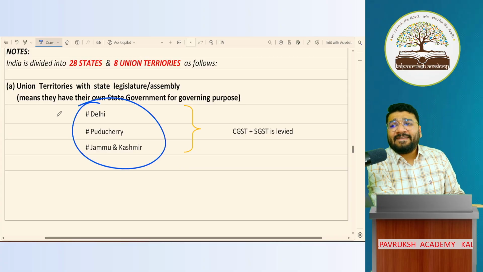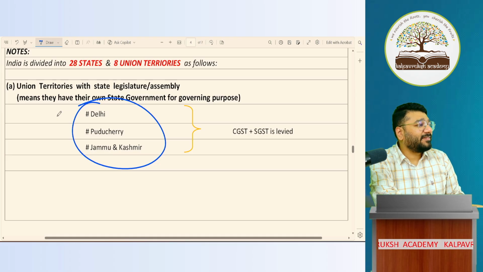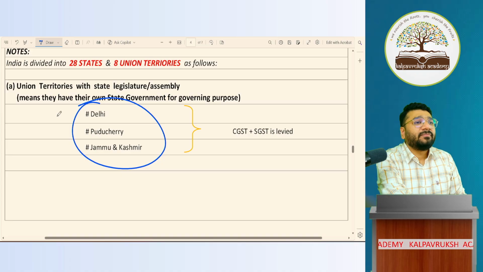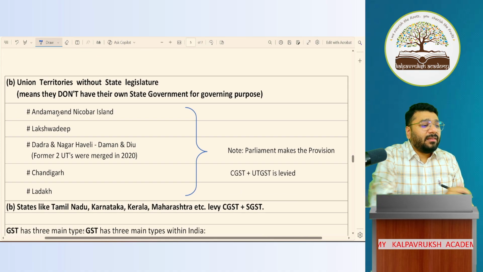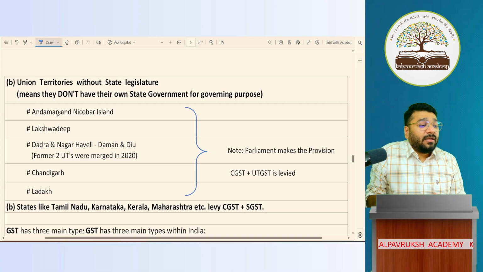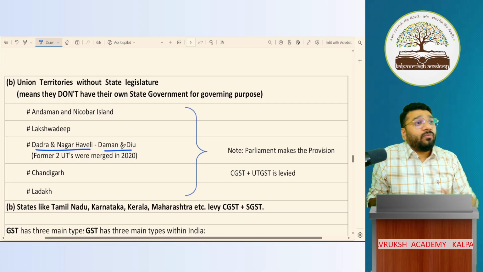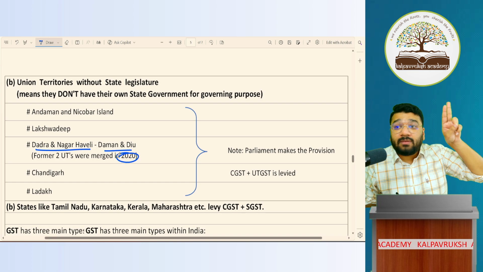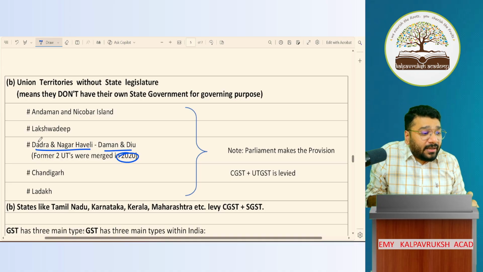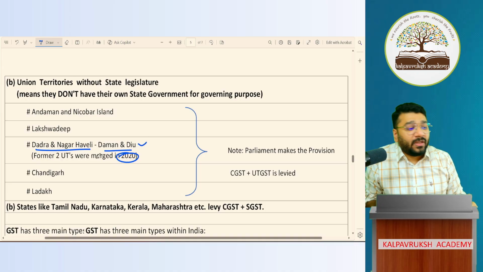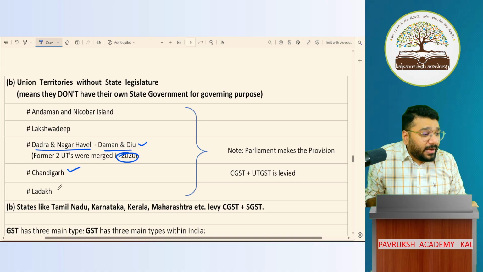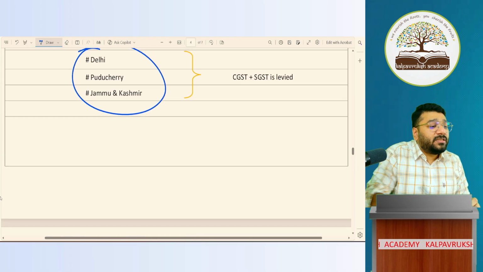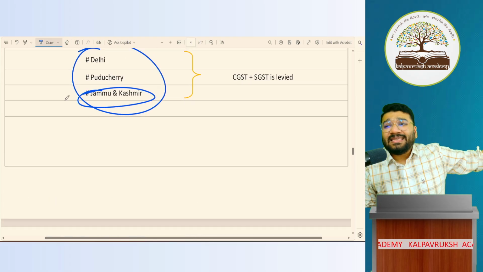Who said Delhi is a state? Nobody said. Okay. Delhi, Pondicherry, Jammu Kashmir. Andaman and Nicobar Islands, Lakshadweep. Dadra and Nagar Haveli and Daman and Diu were two different union territories. In 2020, both of them were merged and became one union territory. Chandigarh, another union territory. Ladakh, another union territory. Ladakh and Jammu and Kashmir were added recently.